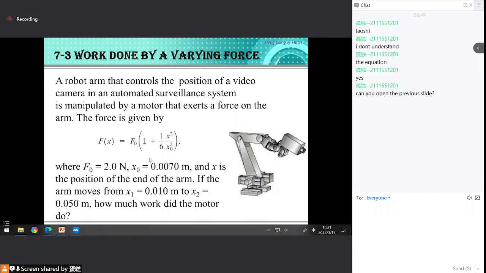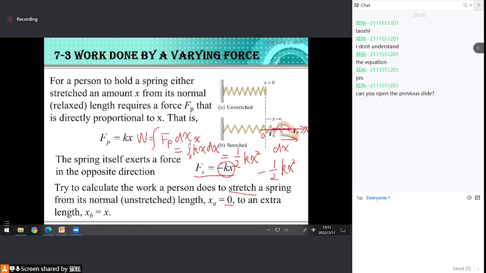Okay, you wanted the previous slide. Okay, which equation? This one or this one?